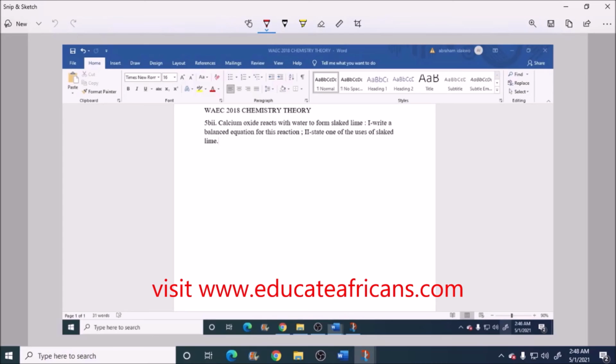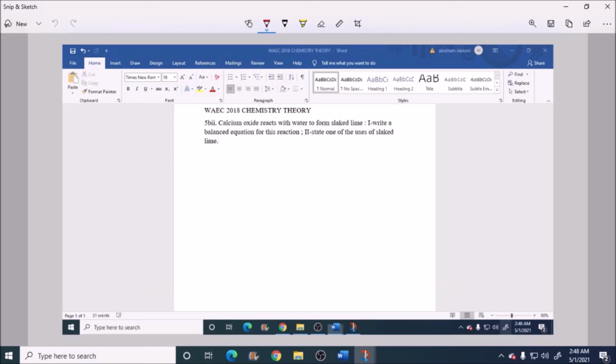So question 5b, Roman figure 1, we are asked to write a balanced chemical equation for the reaction between calcium oxide and water. So we have CaO, that is calcium oxide, reacts with water, giving calcium hydroxide. Then this is what is referred to as slaked lime.